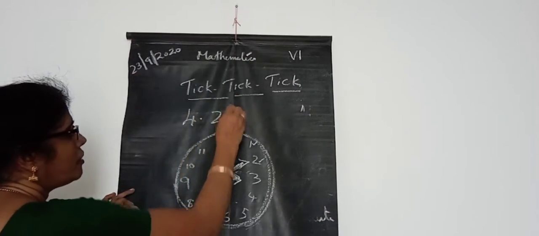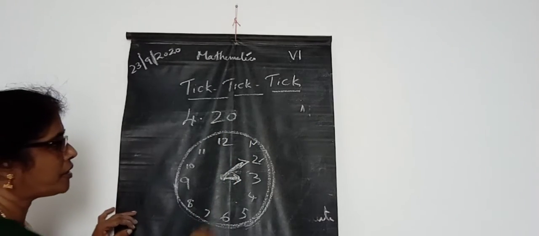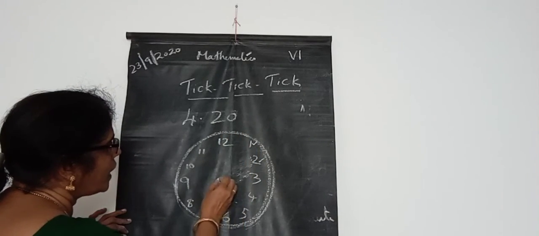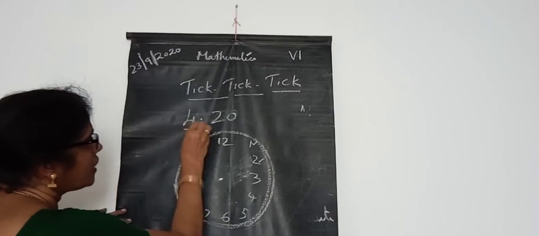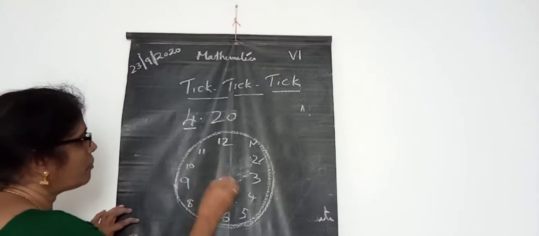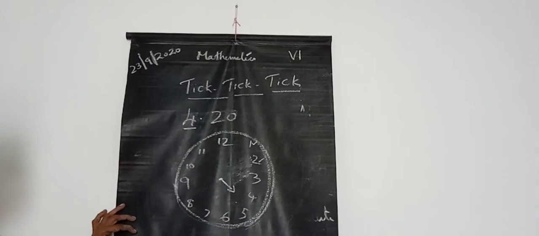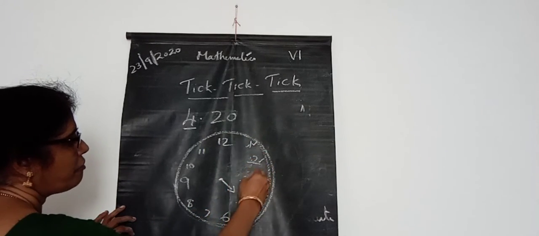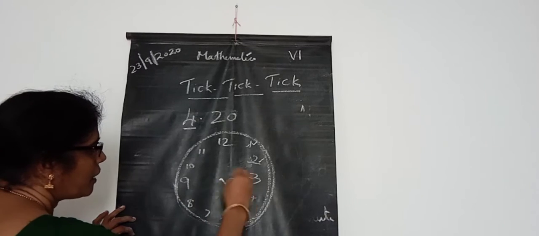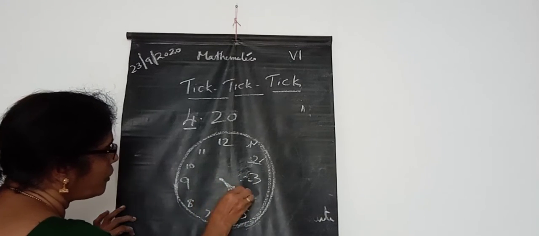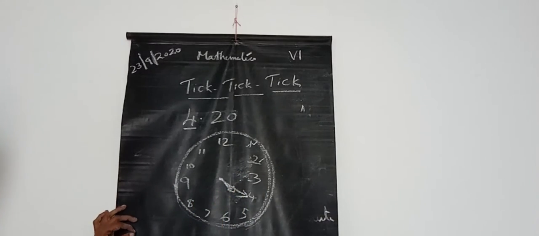4:20. 4 hour, 4 o'clock and 20 minutes. After 20 minutes, so we can draw like this. That is our hand, is hour. That is hour means 4 o'clock. So 4 and 4:20. 20 means 5, 10, 15, 20. So that big minute hand also here. 4:20.